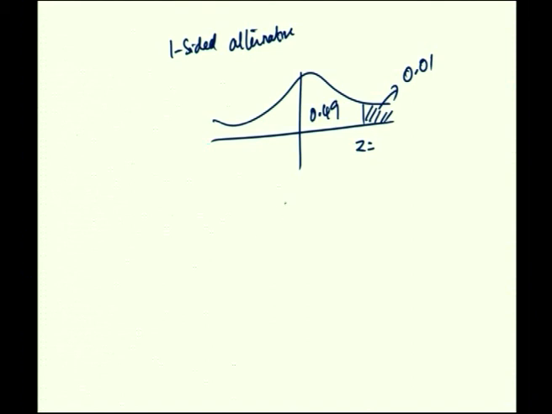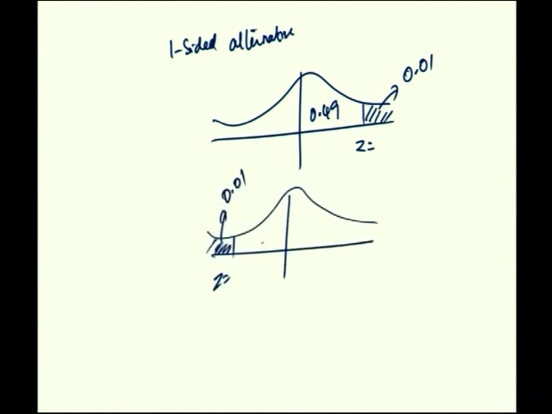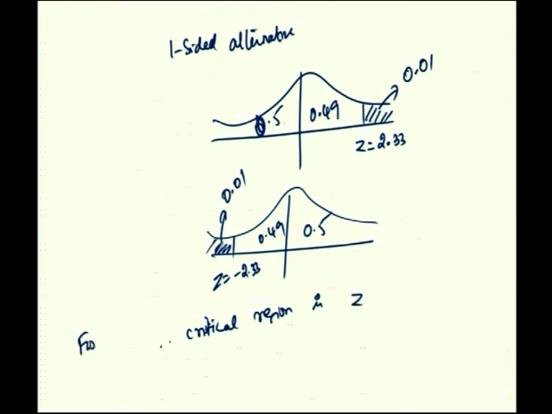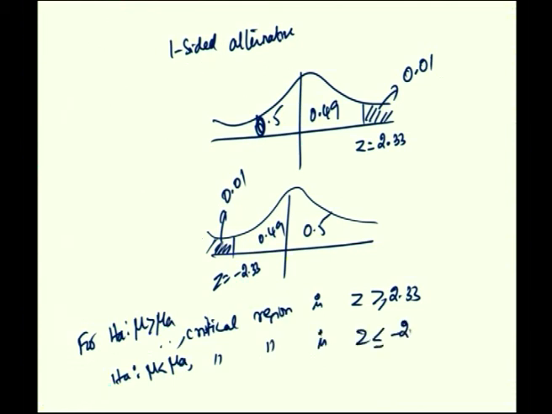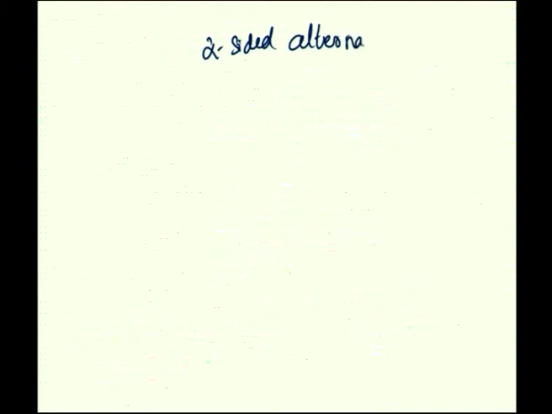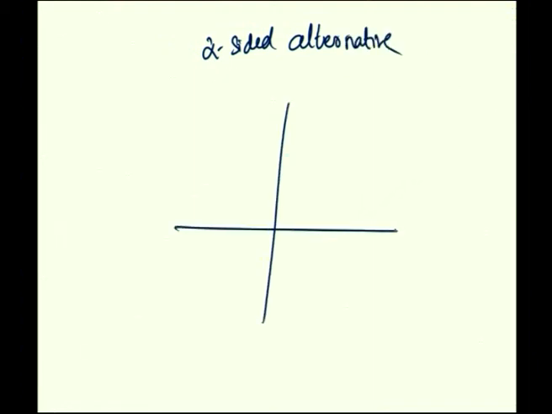You can refer to the table and see that this is 0.5. For 0.99, the value is 2.33, and similarly this is minus 2.33. Therefore, for HA mu greater than mu naught, the critical region is Z greater than or equal to 2.33, and for HA mu less than mu naught, the critical region is Z less than or equal to minus 2.33.